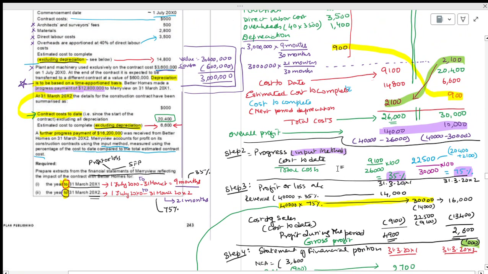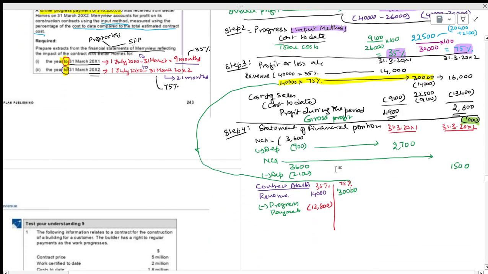A further progress payment means the previous payment plus the current payment. Further means addition on top. So for this year, the further payment is 16.2. If the further payment is 16.2, the first one is 12.8. Then the total payment for 75% is how much? 29,000.